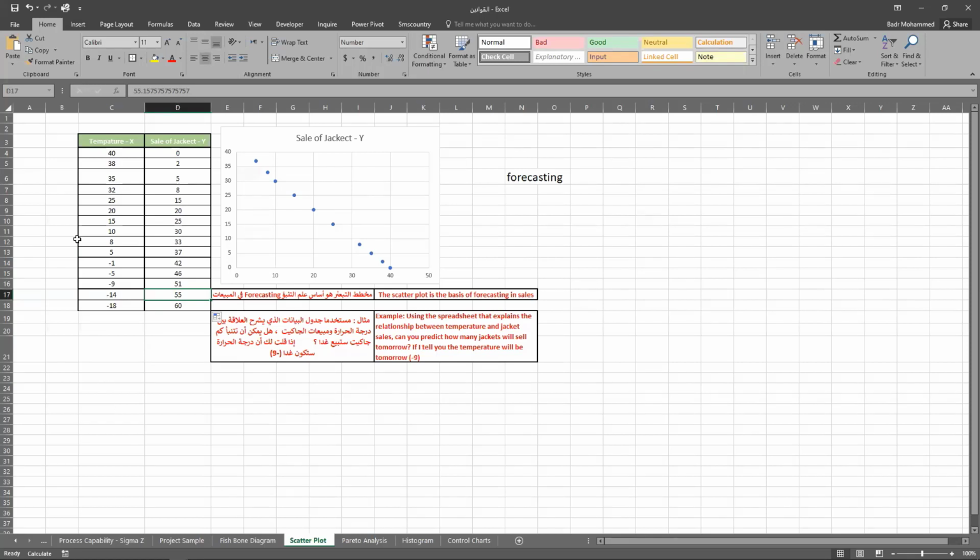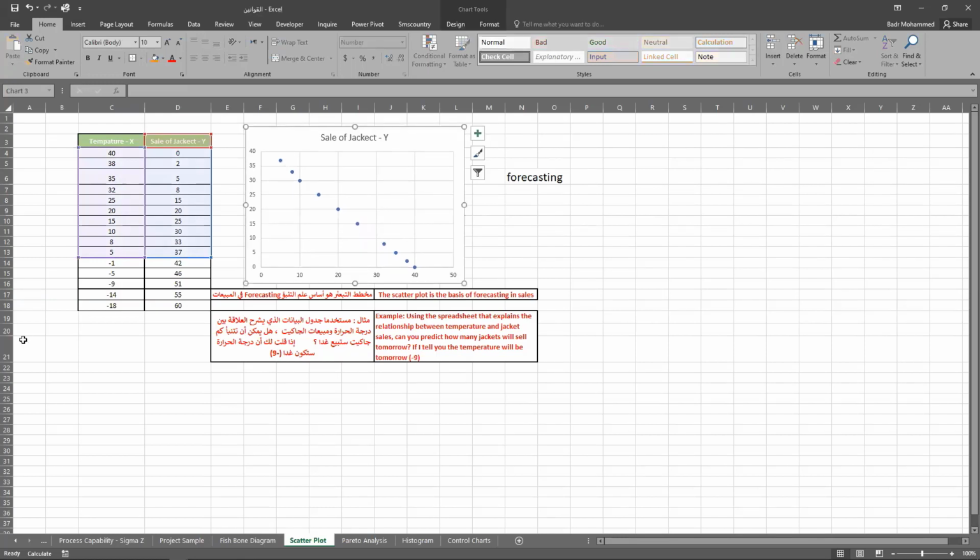This is the design of the scatter plot, this is where it's coming from. You need to highlight your table, okay, insert.